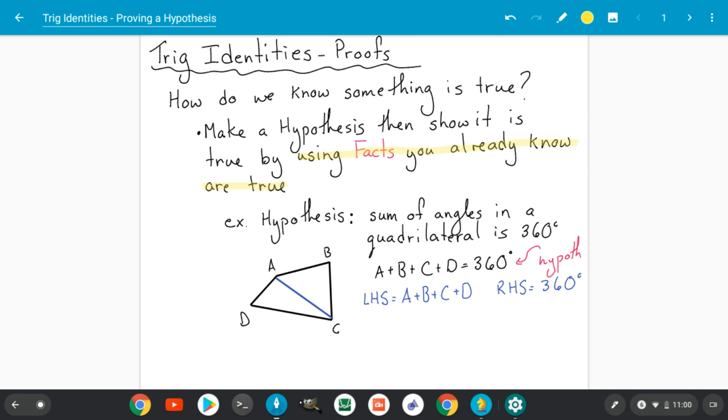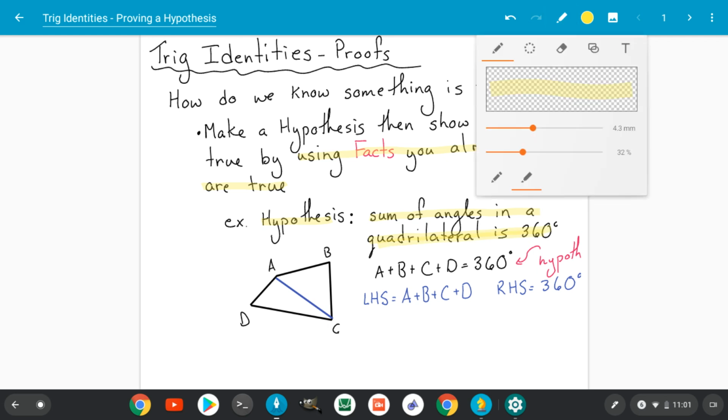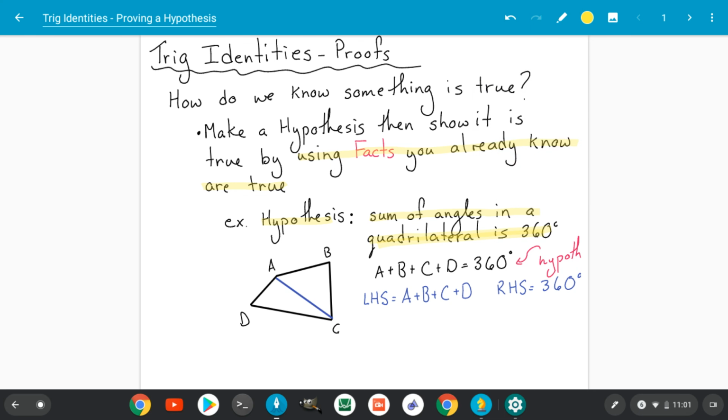The first one is going to be an example of something that you already know is true. So we're going to look at a hypothesis here that says that the sum of the angles in a quadrilateral is 360 degrees. So I've made this statement into a math statement here. So you can see right here, I've got a quadrilateral that I've drawn.